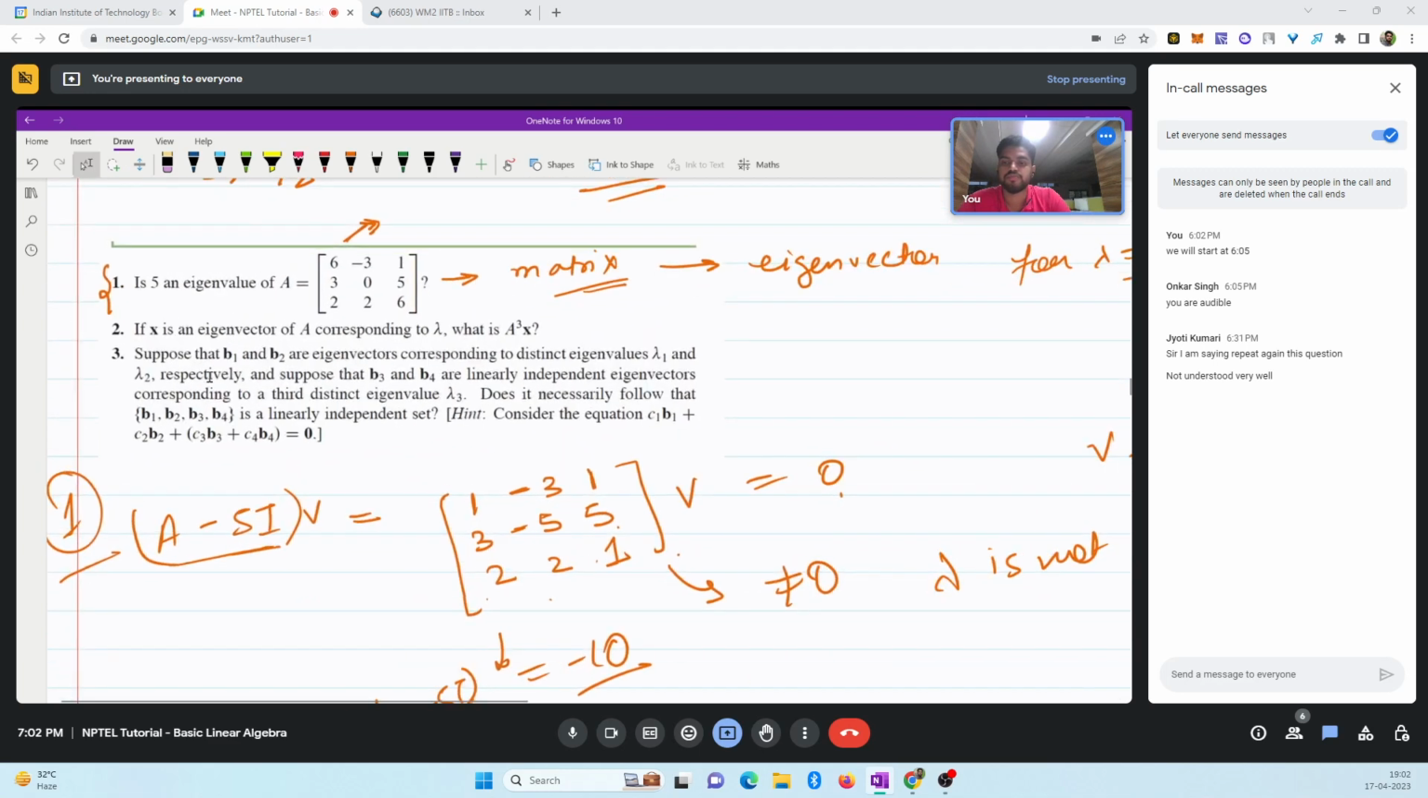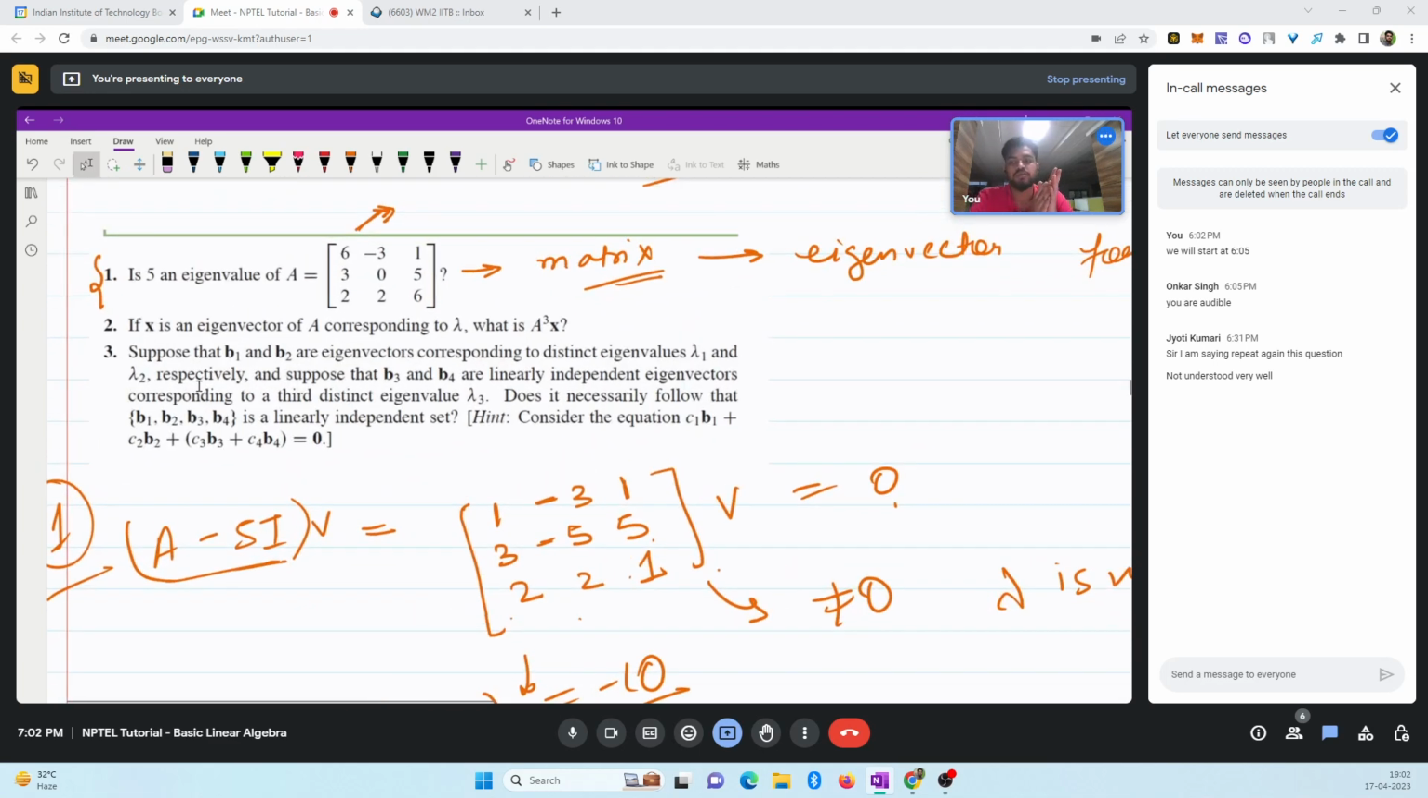Okay, read this question. Now suppose that b1 and b2 are eigenvectors corresponding to distinct eigenvalues lambda 1 and lambda 2. So for lambda 1 you have b1, for lambda 2 you have b2, and for lambda 3 you have two linearly independent eigenvectors, b3 and b4. It is asking if we write all these vectors in a combined form, whether the set that we would obtain is linearly independent or not.